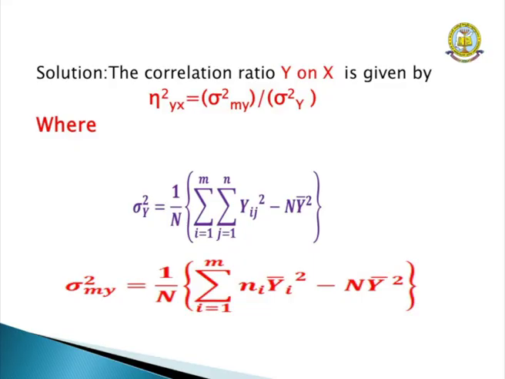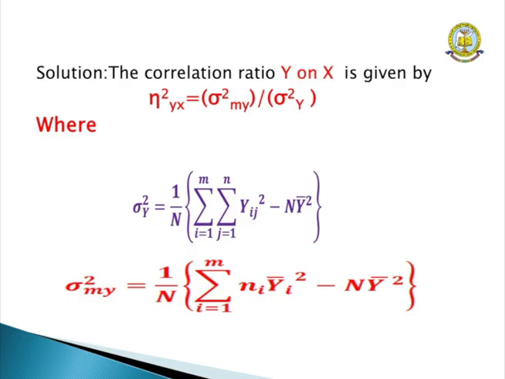So, clearly mention your problem: this is the given data set. What are they asking here? Find the correlation ratio. For that, you already know the procedure. The solution of the above problem: the correlation ratio of y on x is given by eta square of y on x is equal to sigma square my divided by sigma square y.